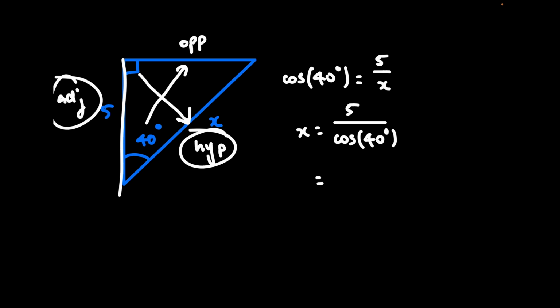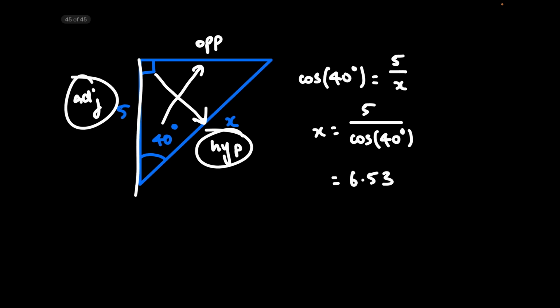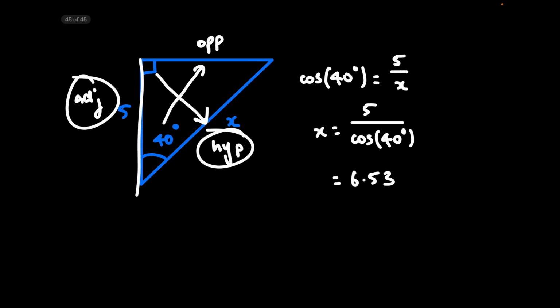Okay, and again, it's a little bit more difficult doing it the traditional way because the denominator was what we were missing. But the final answer to this is simply 6.53. And that is how you work out missing sides using SOH CAH TOA, using basic trigonometry.